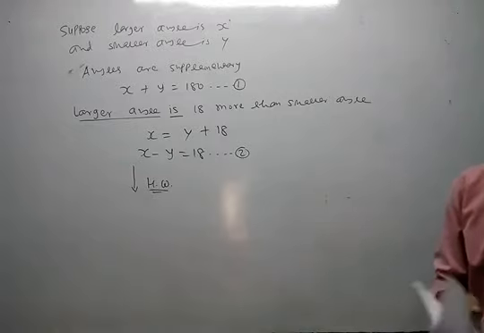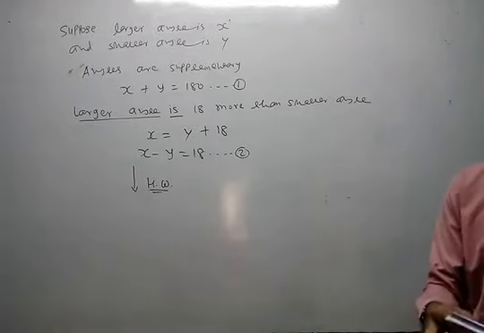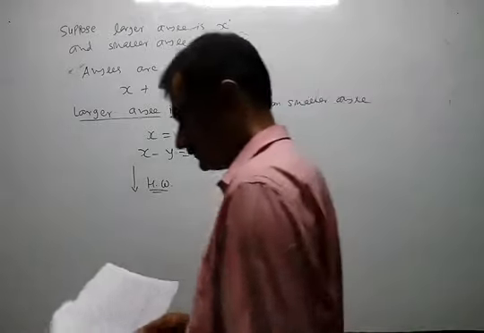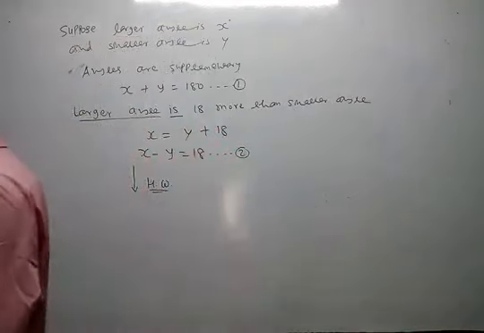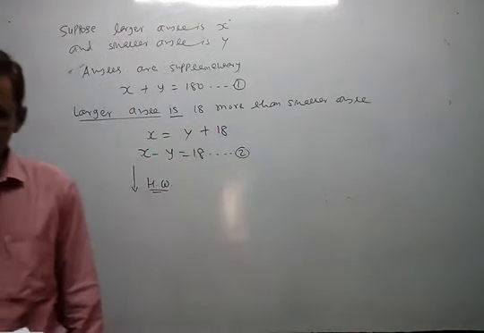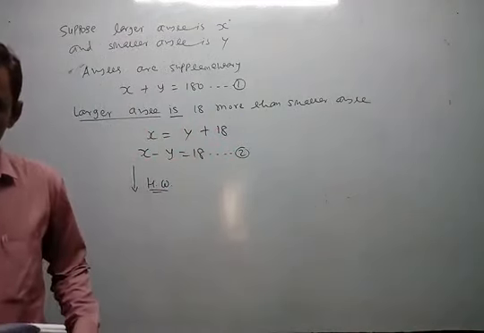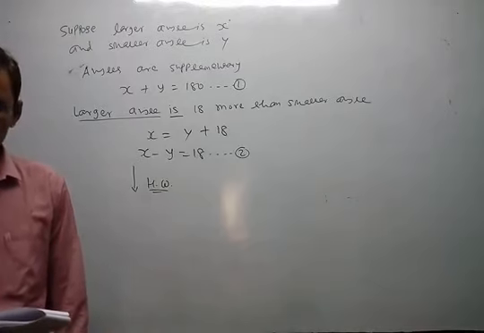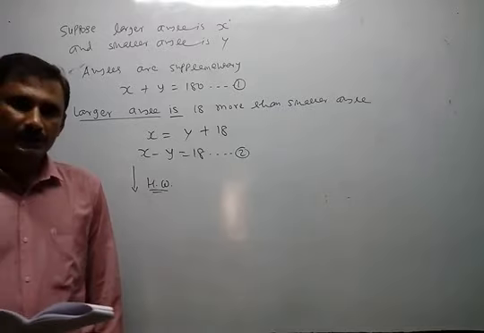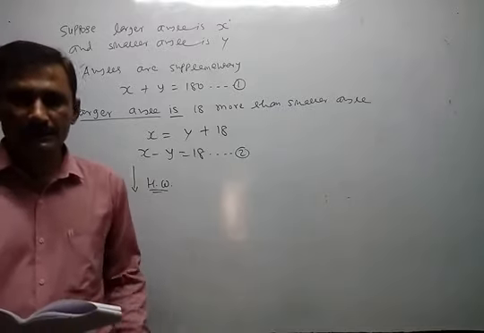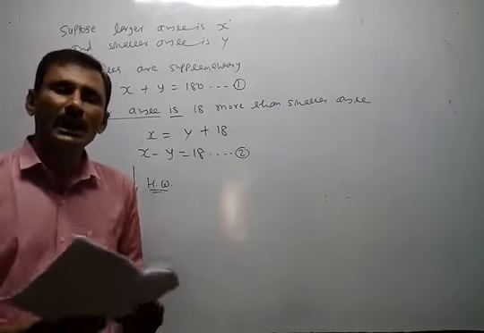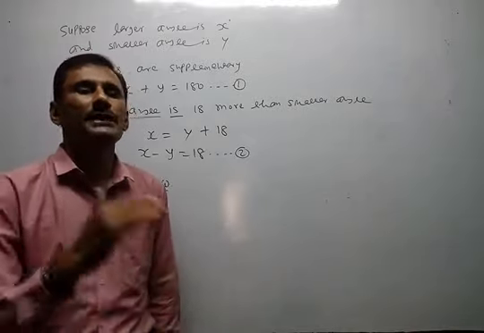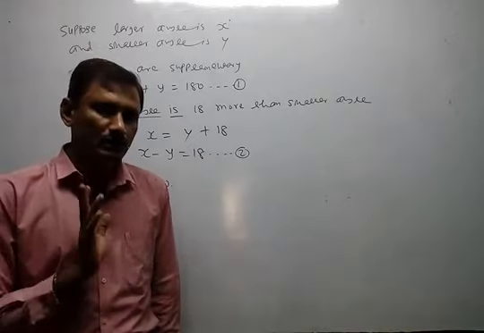Now look at the next number, number 4. First of all, read it carefully. The taxi charge in a city consists of a fixed charge together with the charge for the distance covered. So again, the taxi charge is fixed in some part, and depends on how many kilometers you have traveled. So there are two charges.